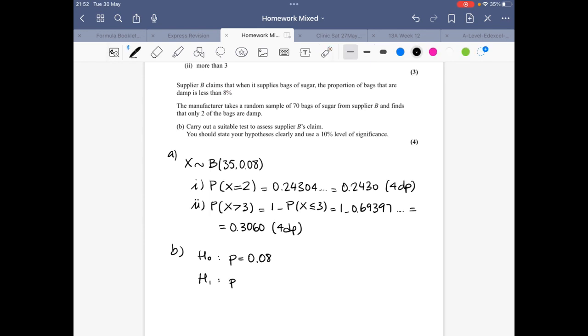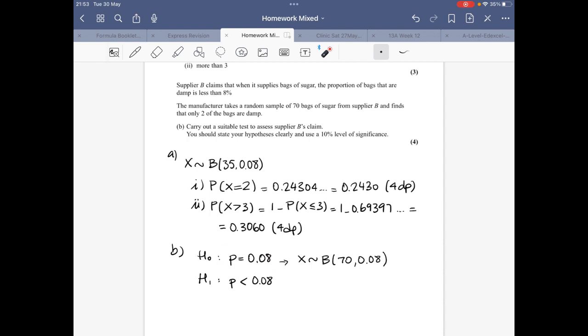So our H1 in this case is going to be p less than 0.08, because that's what we want to test. We are going to assume H0 is true. If this one is true and this is the proportion of bags that are damp, it means that our variable, which is the number of damp bags, is going to be a binomial. In this case, it's not 35 anymore, it's 70. And we can assume that this is the probability, because we are assuming H0 is true.